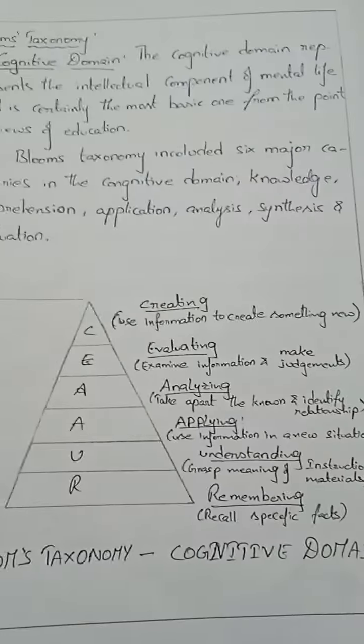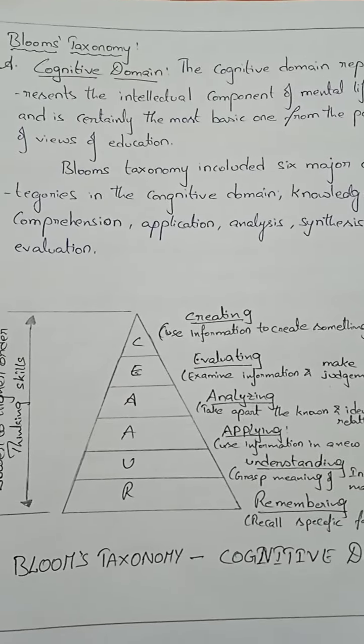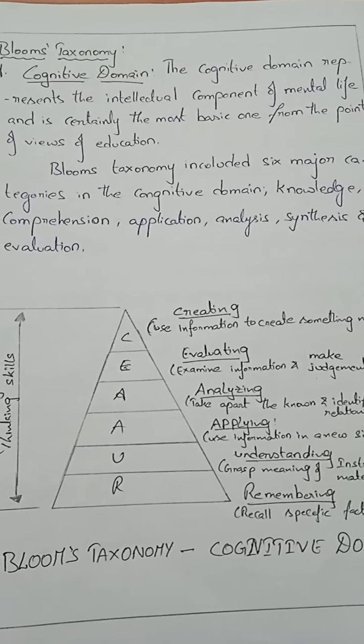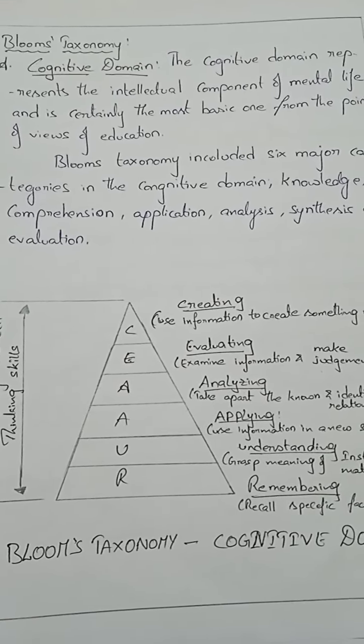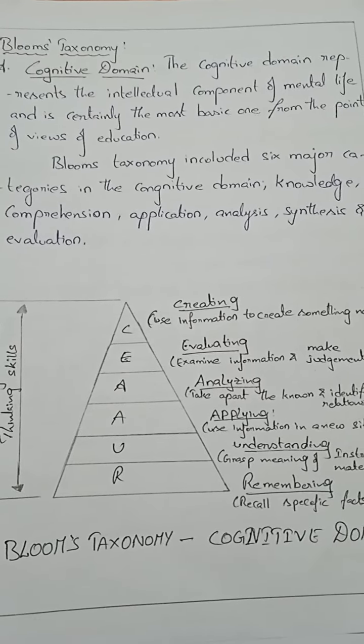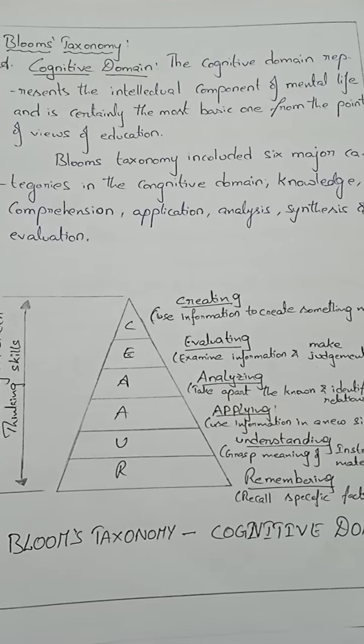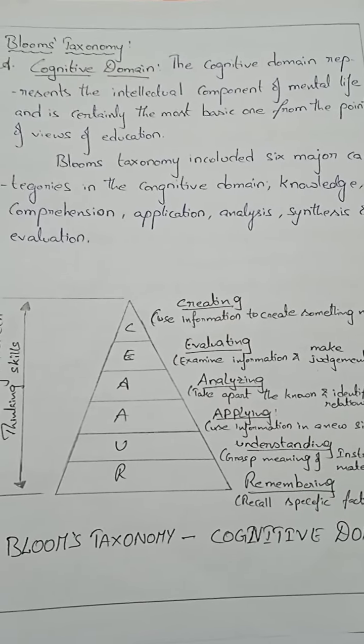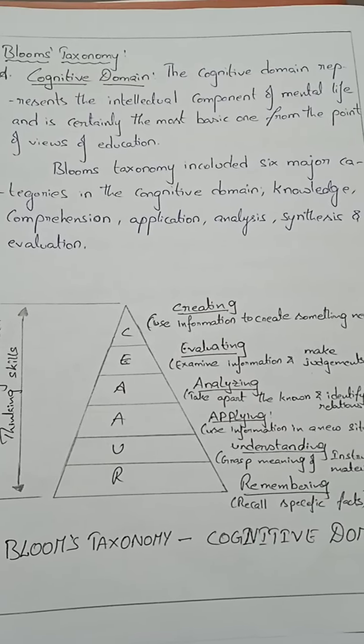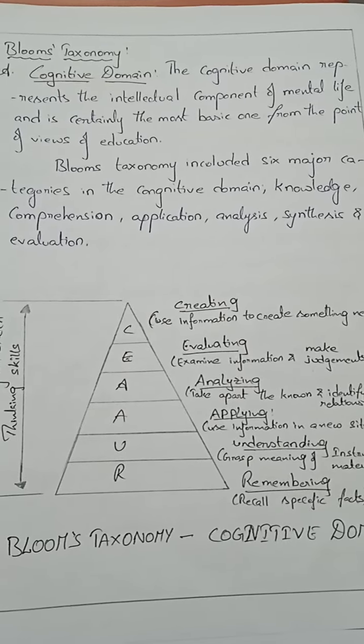In this cognitive domain, the cognitive domain represents the intellectual component of mental life and is certainly the most basic one from the point of view of education. Bloom's taxonomy included six major categories in the cognitive domain: knowledge, comprehension, application, analysis, synthesis, and evaluation.